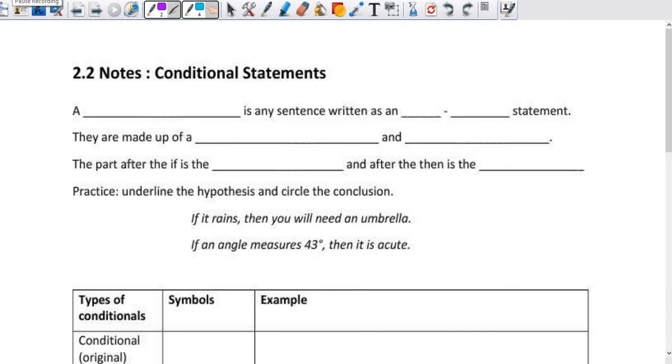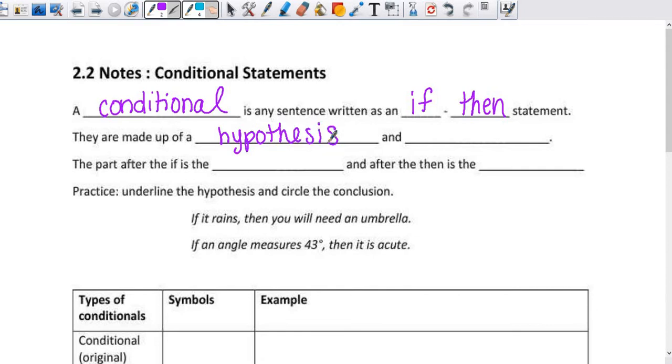All right, let's start chapter 2 with the first section, 2.2, conditional statements. A conditional is any sentence written as an if-then statement. They are made up of a hypothesis and conclusion. Kind of like science, you hear those words. The part after the if is the hypothesis, and after the then is the conclusion.